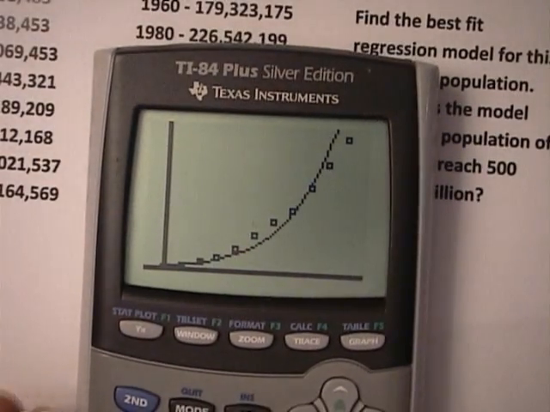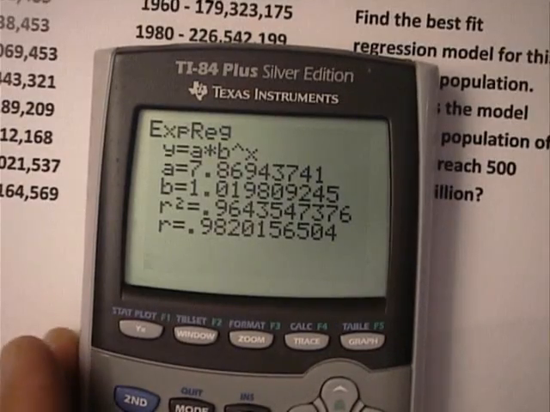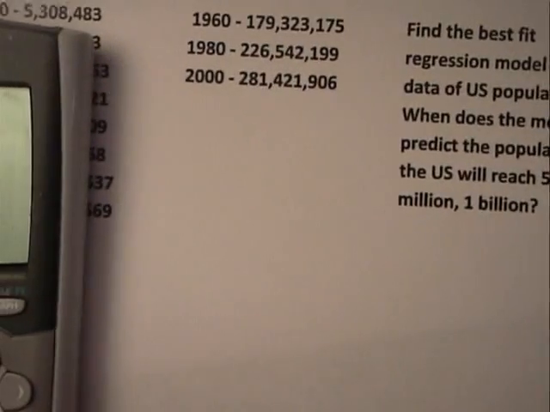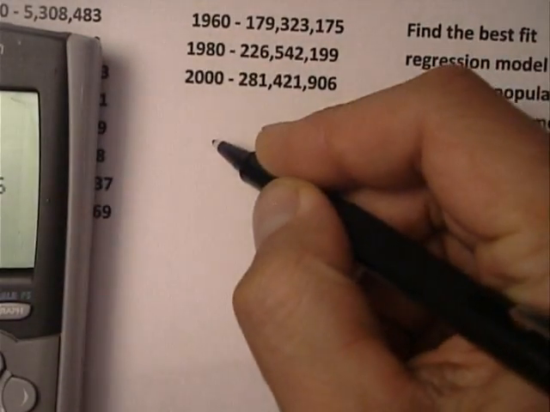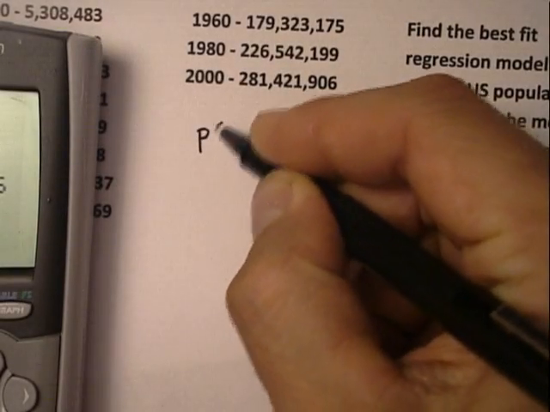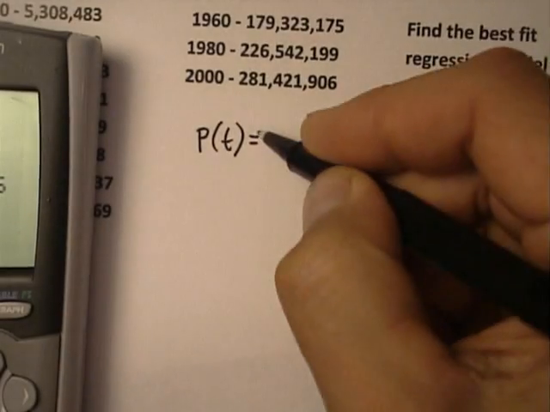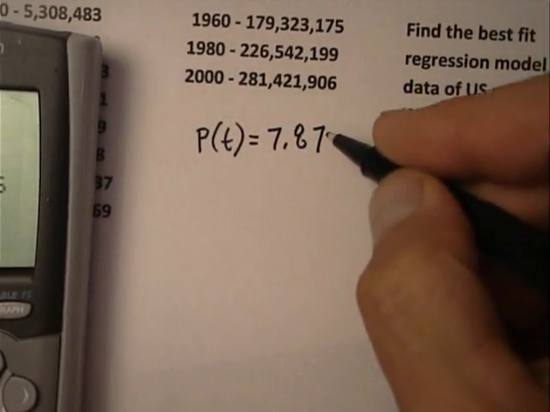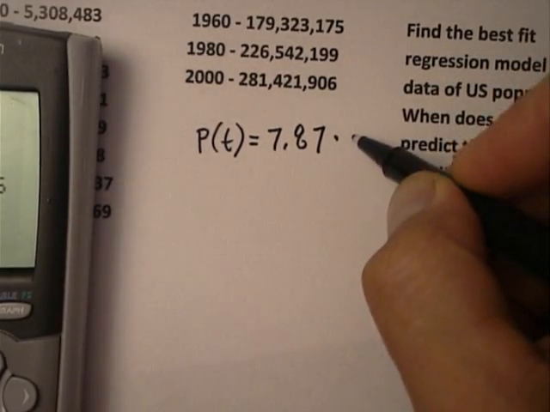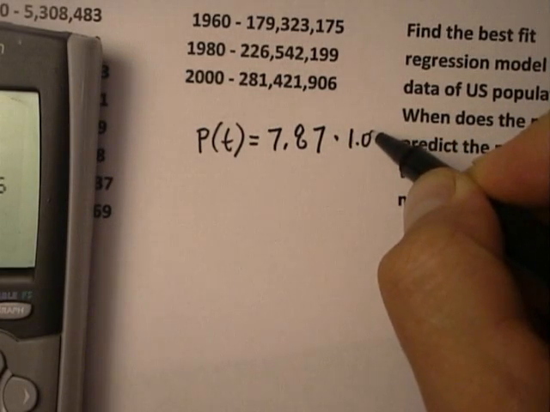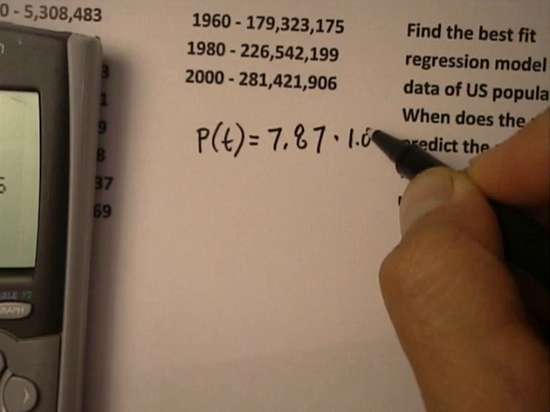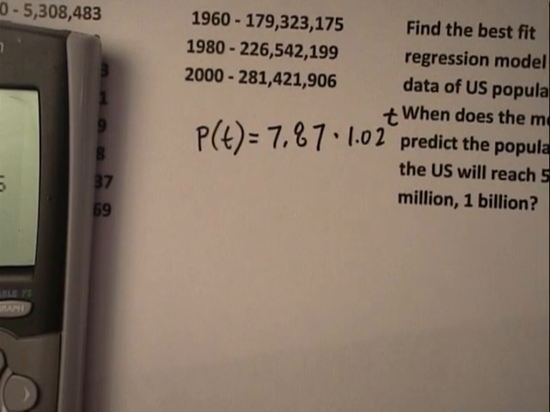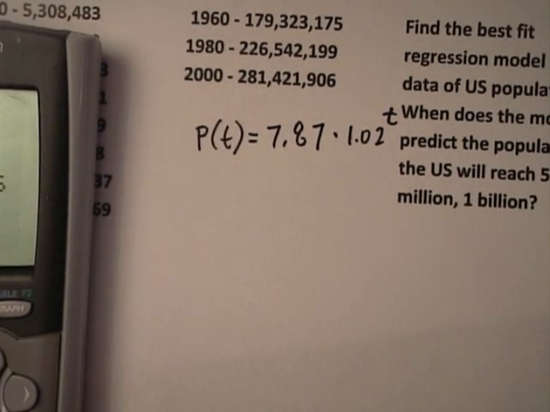Well, I think we should write the model down. So if I quit out of there, I can see my regression data right there. So let me scoot this to the side, and I'm going to write it in. What does it look like? Let's see, if we use P for population, then we have P of t is equal to 7.87, if I do some rounding, times 1.019. Well, let's round that up to 1.02 raised to the t. Right? So there's my model. There's part of the prediction.